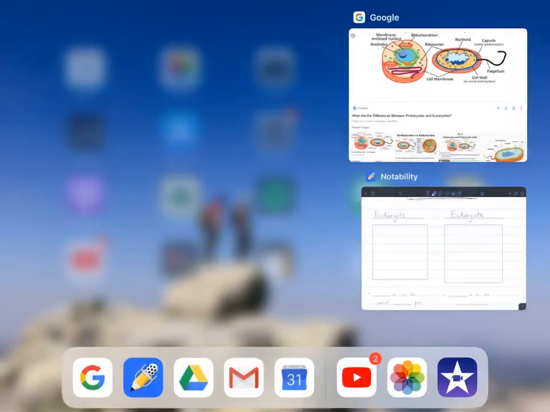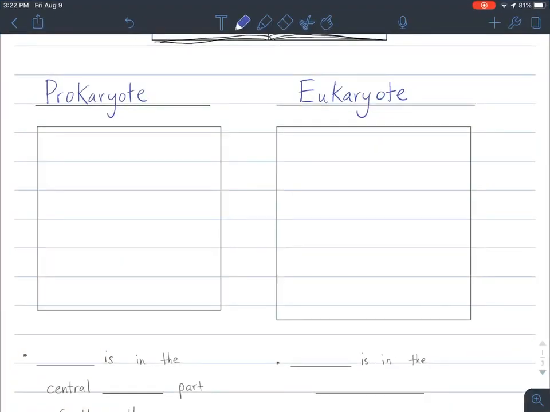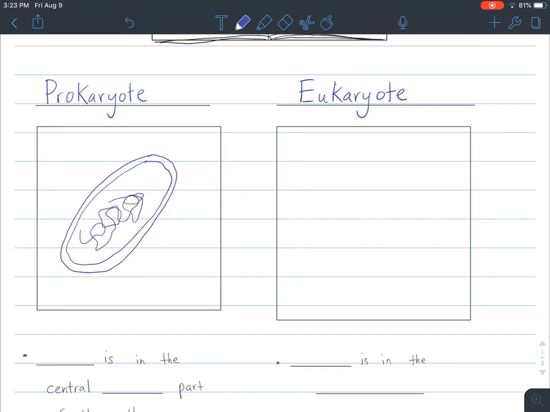Anyway, let's get back to those notes then, and let's try to draw ourselves a picture of a prokaryotic cell versus a eukaryotic cell. So for the prokaryotic cell, I'm going to draw that long pill shape, and it did have an outside and then an inside membrane, and then inside there the DNA or the genetic material is just all over the place here, but there were also some circles in there. Those little dots were ribosomes.